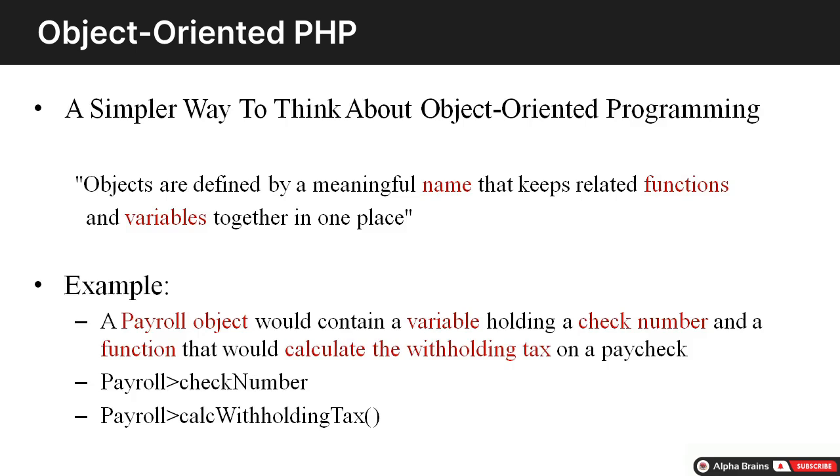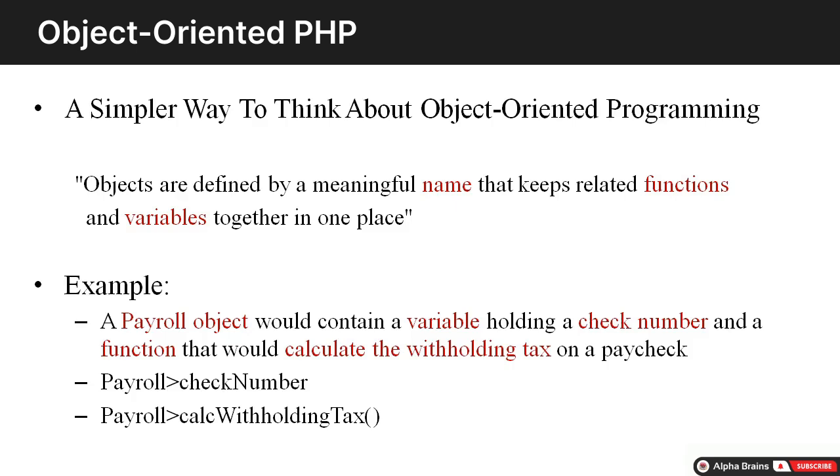This is an easier way to think about object-oriented programming. This is my definition. Objects are defined by a meaningful name. We give something a name, and that name is used to keep related functions and variables together in one place. Here's kind of a conceptual example. A payroll object might contain a variable that holds a check number for a check we're going to write, and it might hold a function that would calculate the withholding tax on a paycheck.